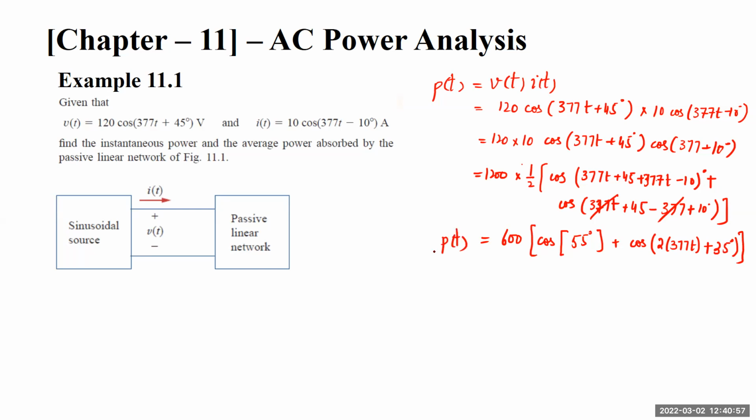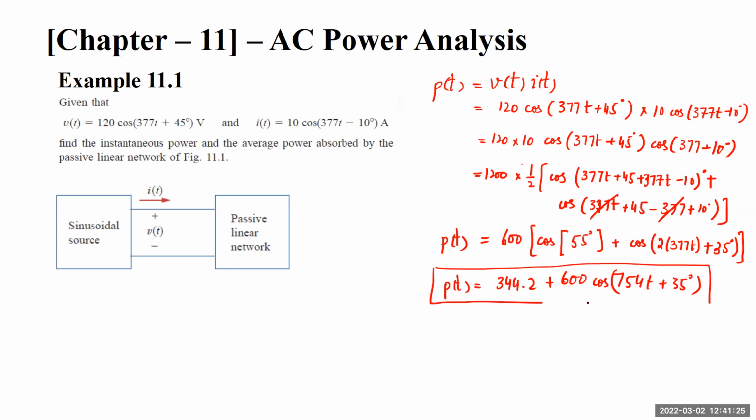If we simplify it further, my p of t value will be 344.2 plus 600 cos of 754t plus 35 degrees. This is given in terms of watts, so always write the units, watts. So this is my instantaneous power.